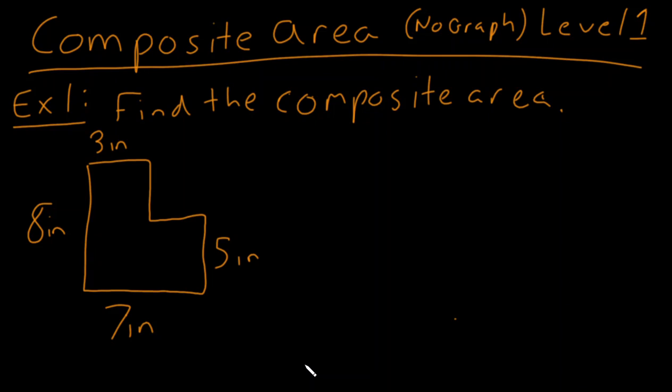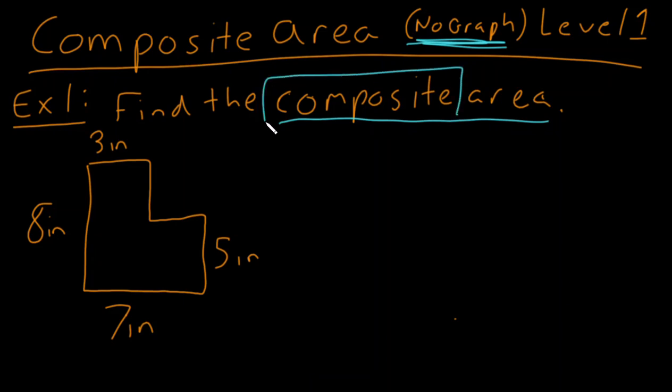All right. And welcome to Composite Area Level 1. And of course, this is going to be without a graph. Now, we look at this shape below, and we're just asked to find the composite area. And all this word composite means is that instead of having just one simple shape, we've taken more than one simple shape and we've combined them.